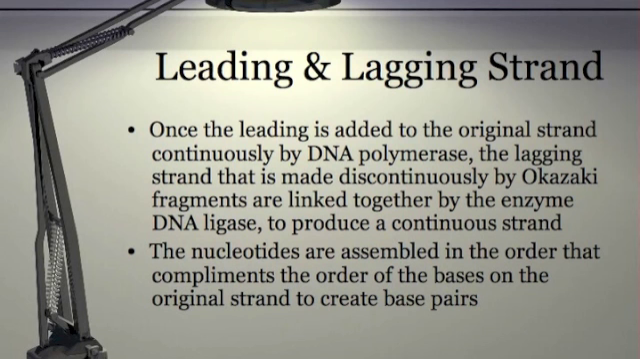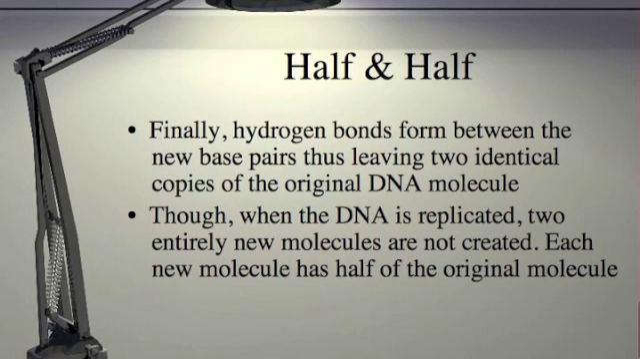Leading and lagging strands. The leading strand is added to the original strand continuously by DNA polymerase, while the lagging strand, which is made discontinuously as Okazaki fragments, is linked together by the enzyme DNA ligase to produce a continuous strand. The nucleotides are assembled in the order that complements the order of the base pairs on the original strand to create base pairs. Half and half.